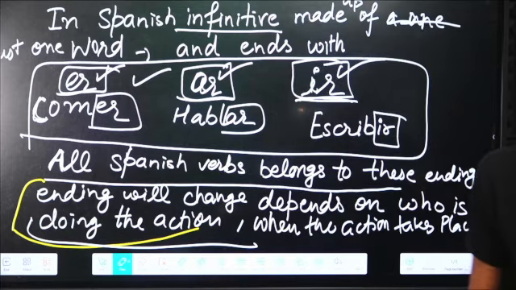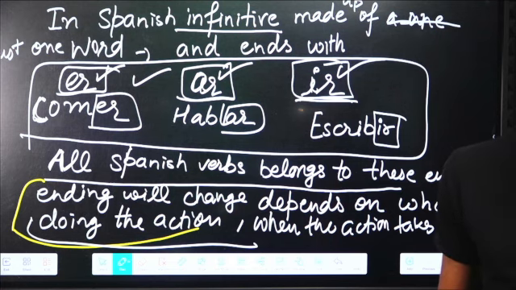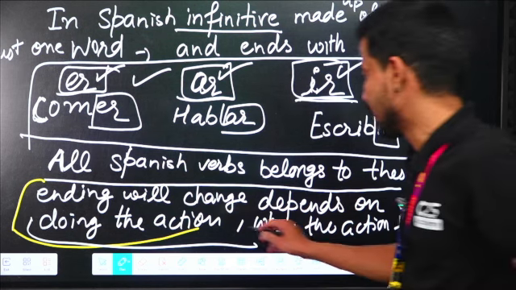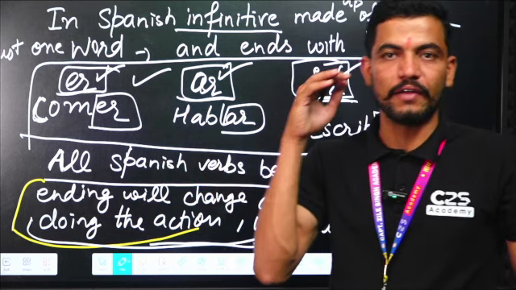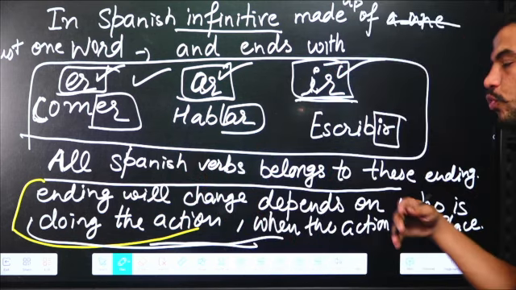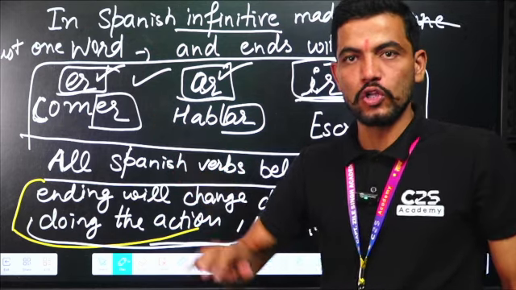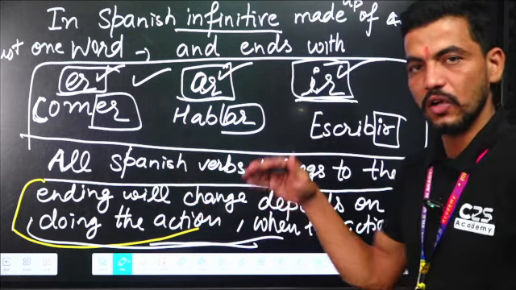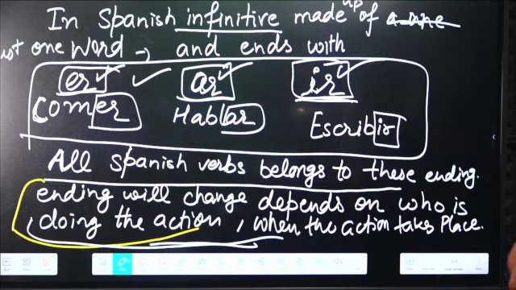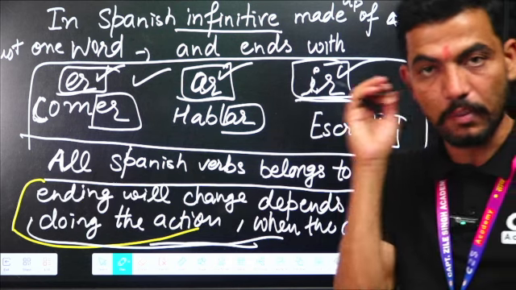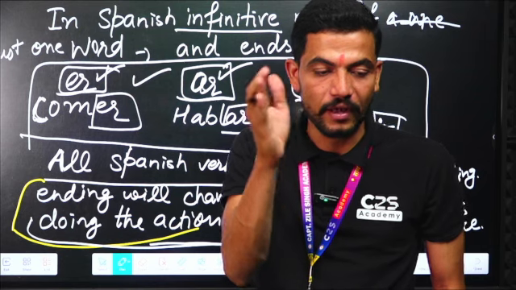So the ending will change depending on when the action takes place or who is doing the action. One more thing is that Spanish verb forms can also change depending on whether you are talking about the past, present, or future.